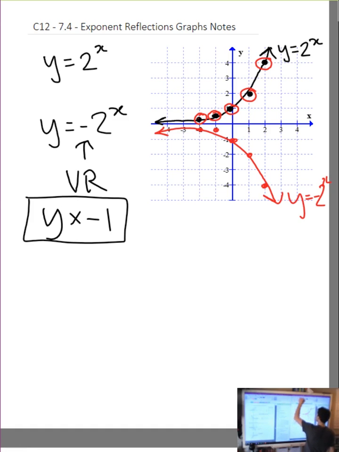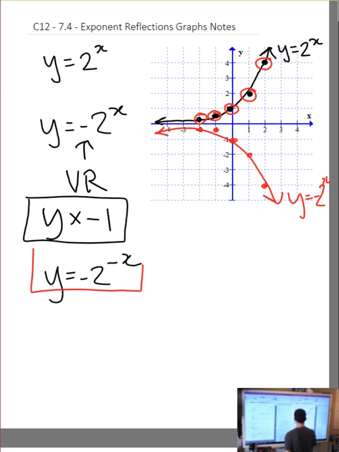So I will let you try on your own y equals -2 to the negative x. It's a horizontal and vertical reflection, which means it will look like that. Keep in mind, if you don't want to do transformations, you can simply make a table of values and do grade 9 exponent laws.